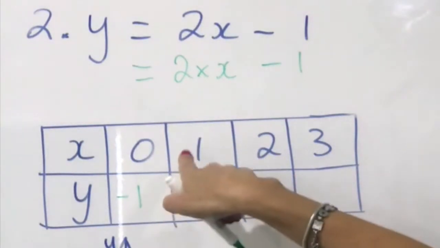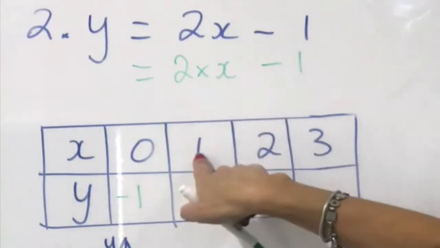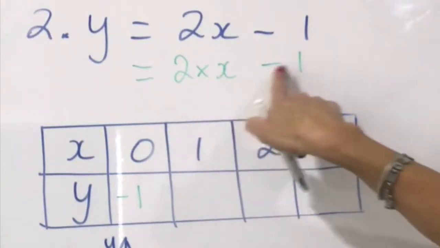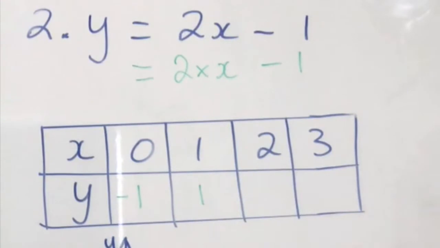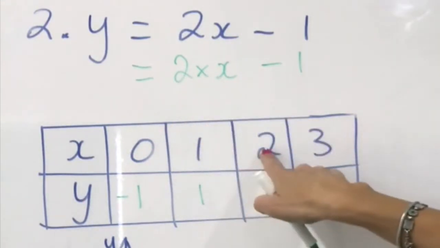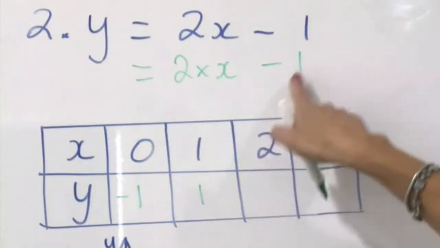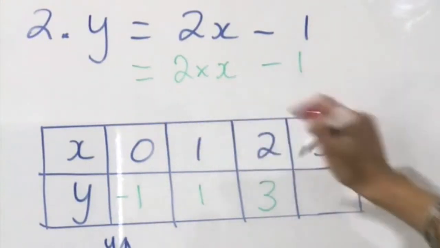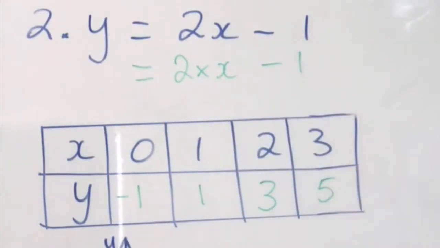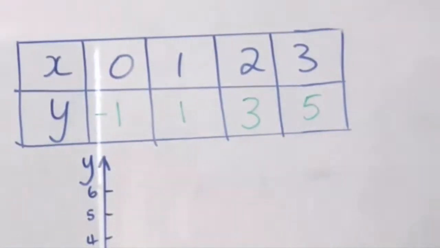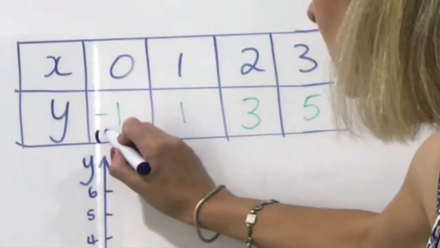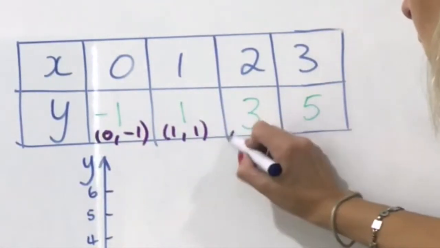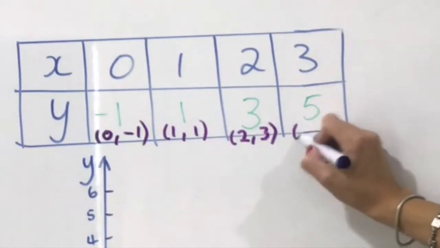My next one. 2 times 1, my x equals 1. 2 times 1 is 2. Take away 1 is 1. 2 times 2 is 4. Take away 1 is 3, and 2 times 3 is 6. Take away 1 is 5. I now have my coordinates. I might like to write them as 0, negative 1, 1, 1, 2, 3, and 3, 5.